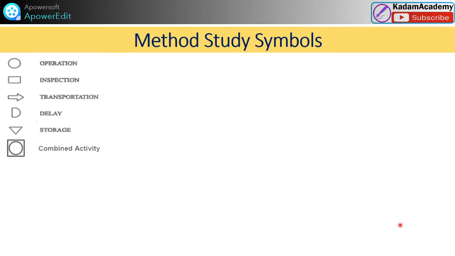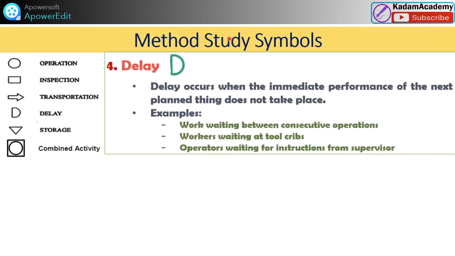The next method symbol is the delay. It is represented by a big D.